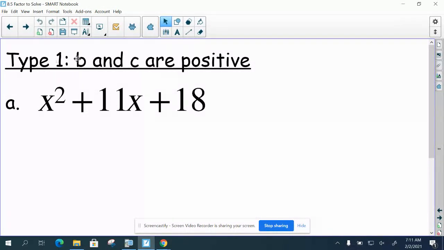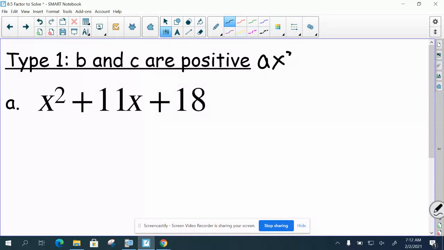So the first type is when the b and the c term are positive. So what I mean by that is your quadratic trinomial is in the form ax squared plus bx plus c, where c is the constant, ax squared is the quadratic term, bx is the linear term, a, b, and c are coefficients, and for us, this a term is just going to be 1. So you're not going to see a number in front of the x squared term. It's just going to be 1.